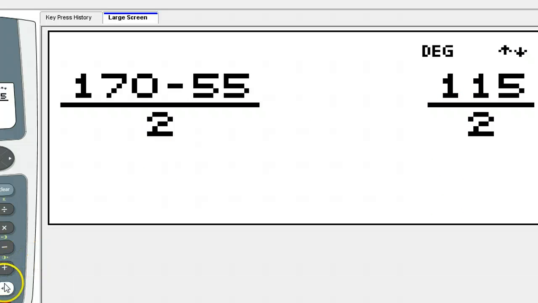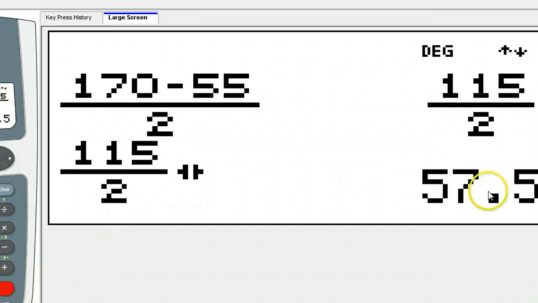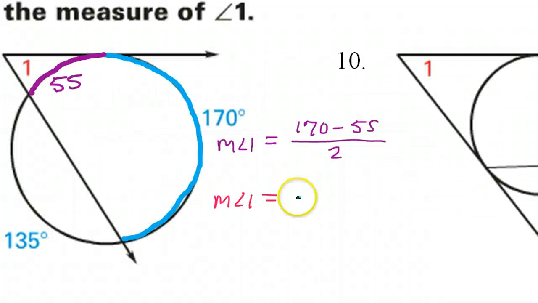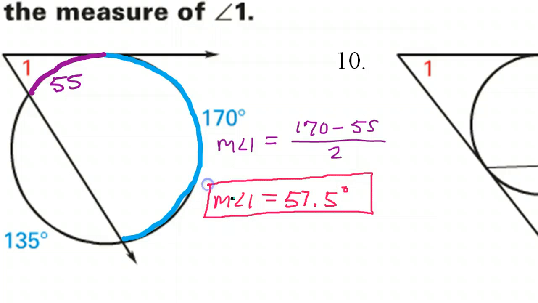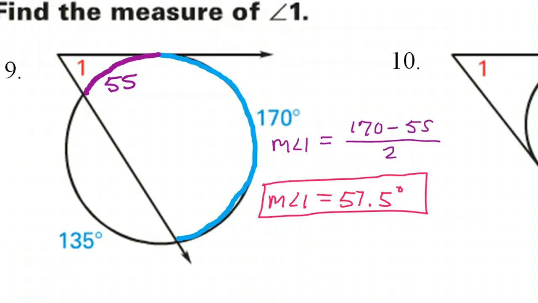What is this, a decimal? 57.5. It always makes me nervous when it's a decimal, so I'm going to go back and double check it. But for now, I'm going to declare this is the answer to number 9.